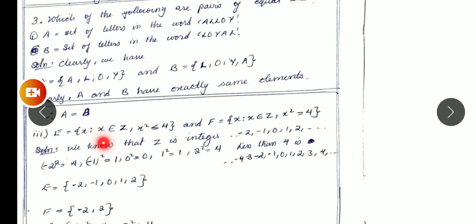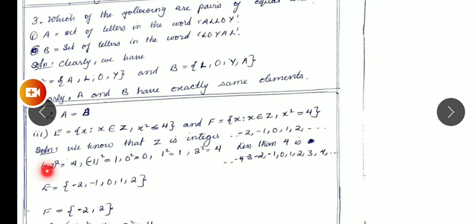Next, E is x belongs to Z. Z means integer, from minus infinity to plus infinity, with 0. Here x squared is less than or equal to 4. Less than or equal to 4 means less than 4, including the number 4, because it is equal to.